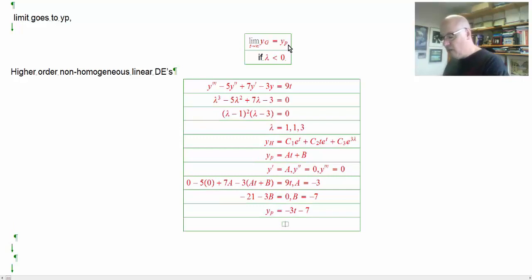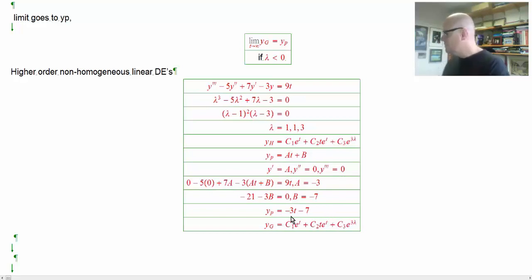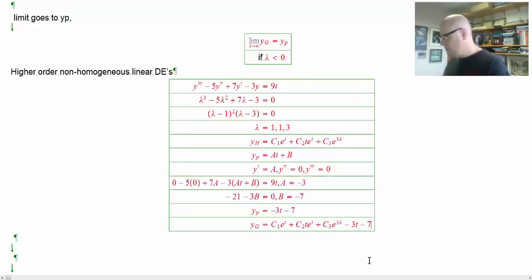So our general solution is equal to the homogeneous solution plus the particular solution. And again, at this point, if we had initial conditions, we'd need 3 of them. We could sub in those initial conditions and figure out what the C1 and the C2 and the C3 were.